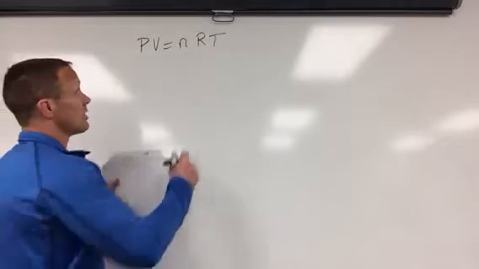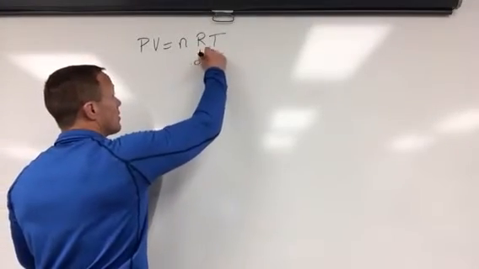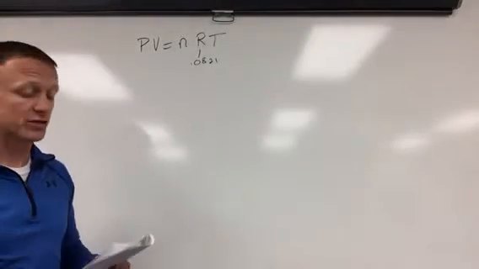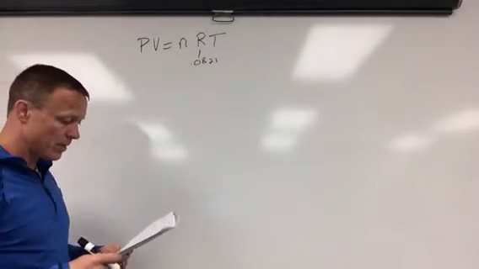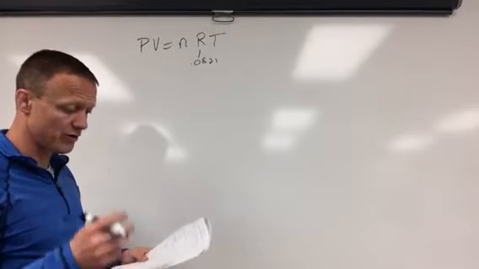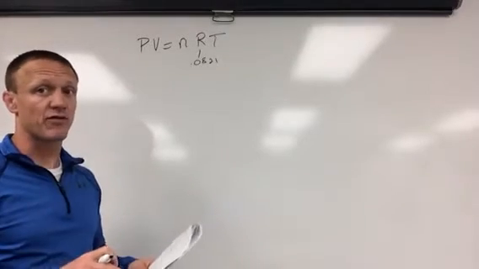R is always 0.0821. Remember, your temperature has to be in Kelvin, so we've got to add 273 to whatever Celsius temperature we have. So first problem, we have 5 grams of CO2 at 35 degrees Celsius and 740 millimeters of mercury.